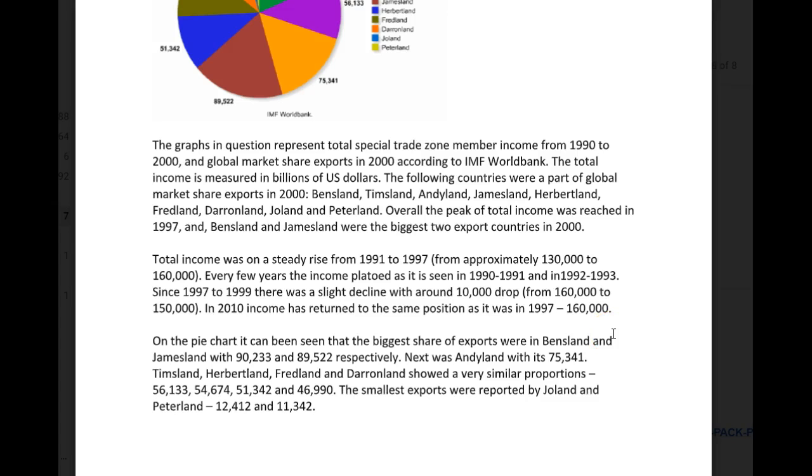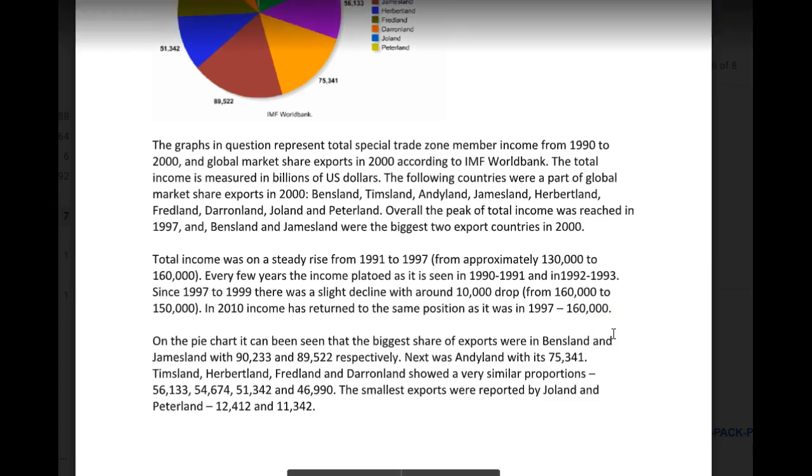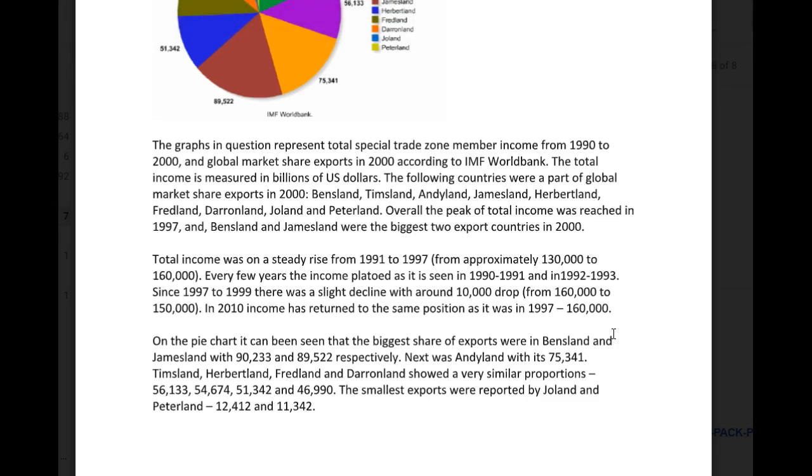Okay, let's see. This should be "in the pie chart," not "on the pie chart." So in the pie chart, it can be seen that the biggest share of exports were in Benzland and Jamesland with 90,000 and 89,000 respectively. Next was Andyland with its, okay, Timsland, Herbertland, Fredland, and Darrenland showed, get rid of "a," very similar proportions.